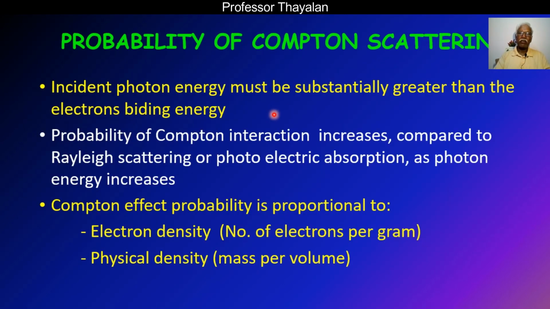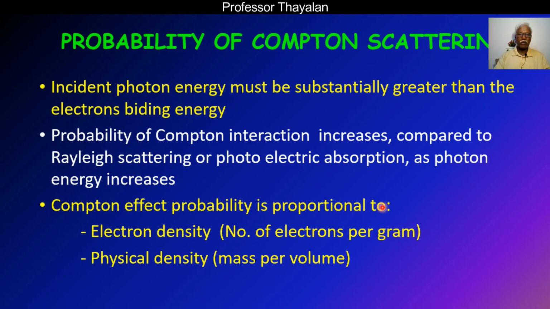What is the probability for Compton scattering? The incident photon energy must be greater than the electron binding energy. This is the basic condition. The probability of Compton interaction increases compared to Rayleigh scattering or photoelectric absorption as photon energy increases. That means as photon energy increases, the probability of Compton interaction increases. It is more than the coherent scattering and the photoelectric absorption, which will be discussed later.